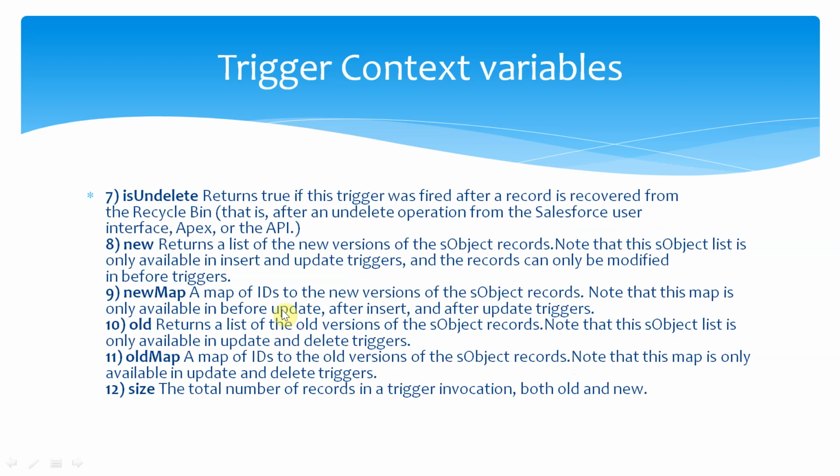So the important ones: new is a list of new records in the buffer. newMap is an ID and value. Why do we need this? We can search for that and get a value, or we can also use the old list and oldMap. oldMap is ID of old version of object, ID to objects. So let us see all of this. Size is the number of records in a trigger invocation. You can check both Trigger.new.size and Trigger.old.size. Let's look at an example trigger.